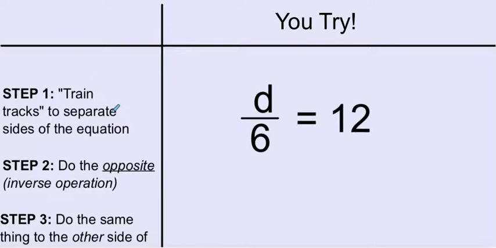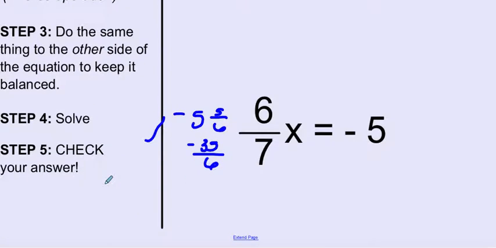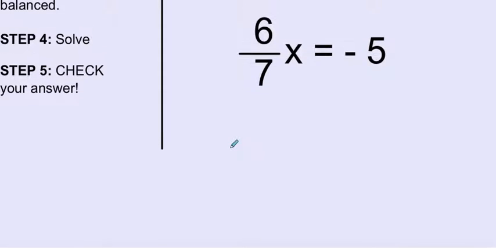These are examples from the last lessons where they were not rational numbers, so if you wanted that, go ahead, pause, and come back. Hopefully for this one, you got an answer that D equals 72. All right, so in this example, we have another fraction.